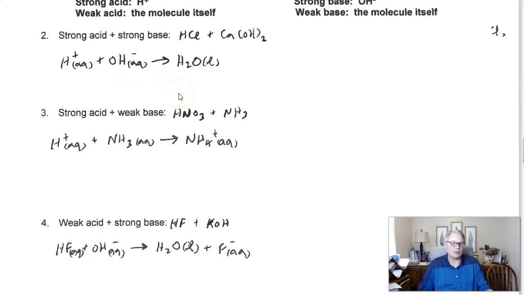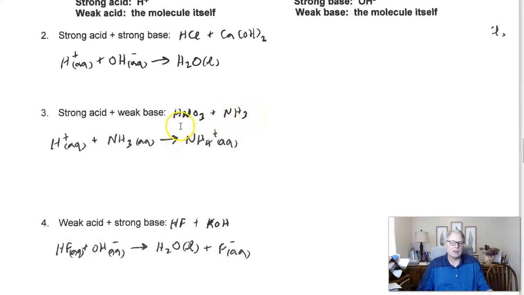All right, well, what else could I throw at you? Well, I could throw a strong acid and a weak base at you. Okay, so a strong acid, let's do another one here besides HCl. How about HNO3? Okay, that's nitric acid. Okay, weak base. We could do acetate, we could do fluoride, we could do ammonia. Let's do ammonia because that's what we talked about here.